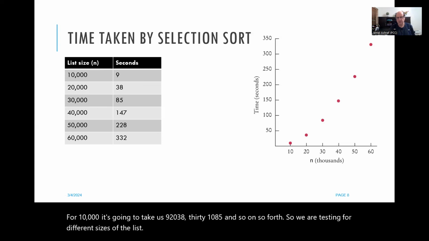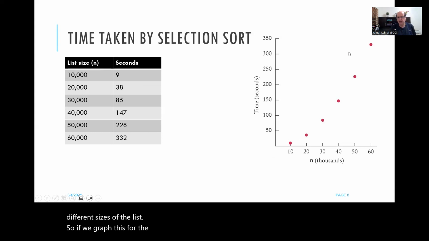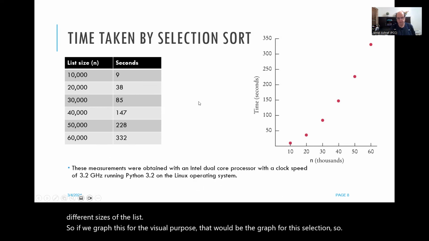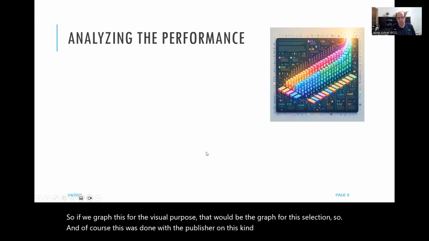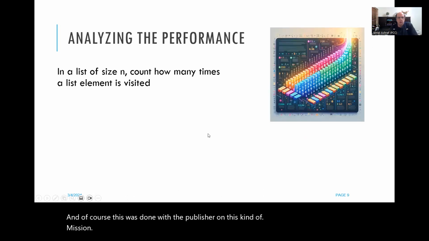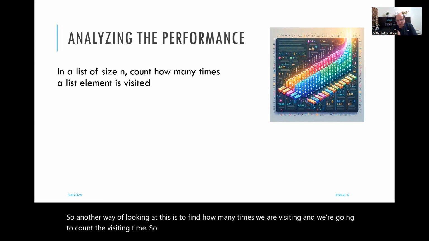So if we graph this for the visual purpose, that would be the graph for this selection sort. And of course, this was done with the publisher on this kind of machine. So another way of looking at this is to find how many times we are visiting, and we're going to count the visiting time. So you calculate your cost based on how many times you visit each element.